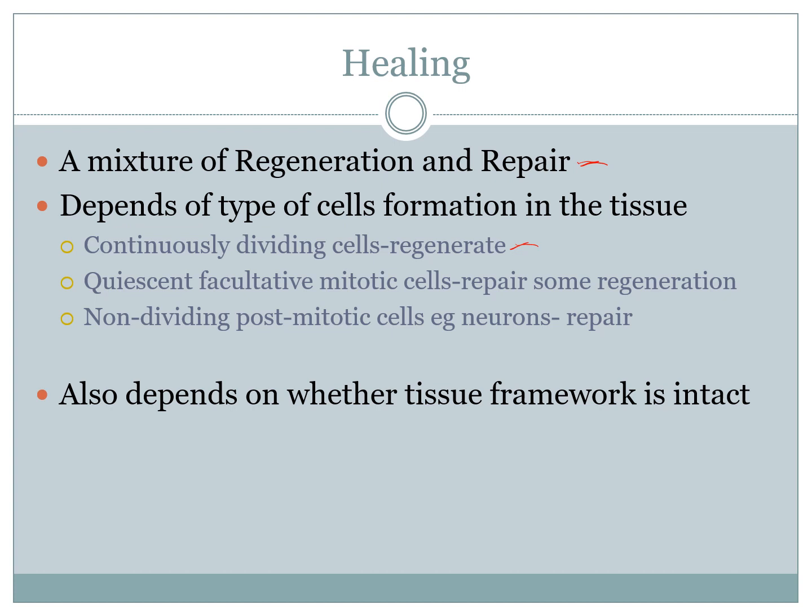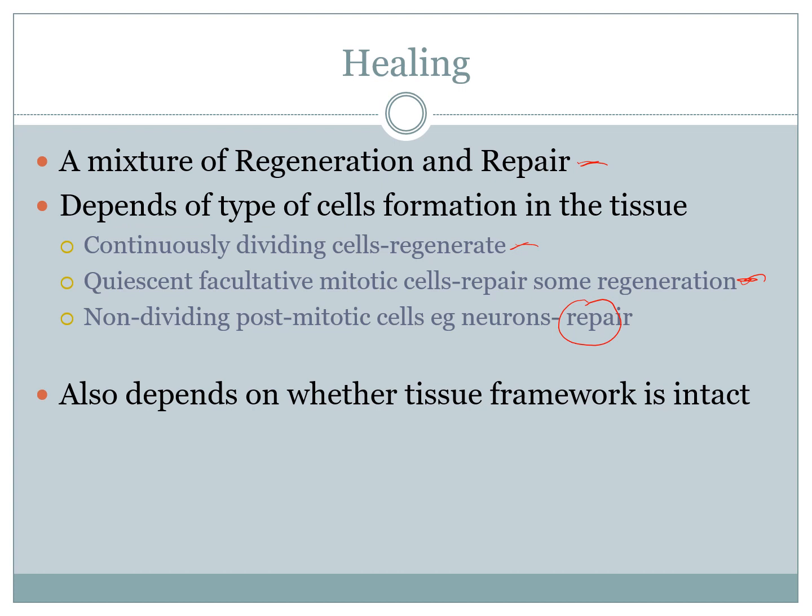Now, we have the quiescent facultative mitotic cells, which is a very fancy way of saying cells that will divide, but only under perfect conditions. When it has to go through repair, that is when it is replaced with some form of fibrinous network. So regeneration is mitosis, and repair is being replaced with some sort of fibrinous network, like scar tissue.